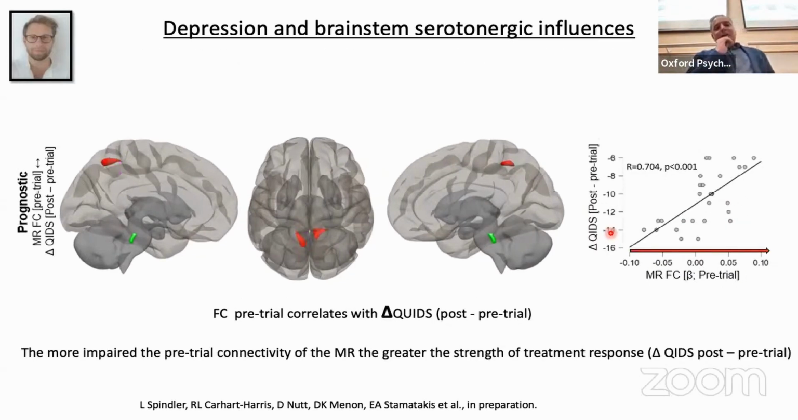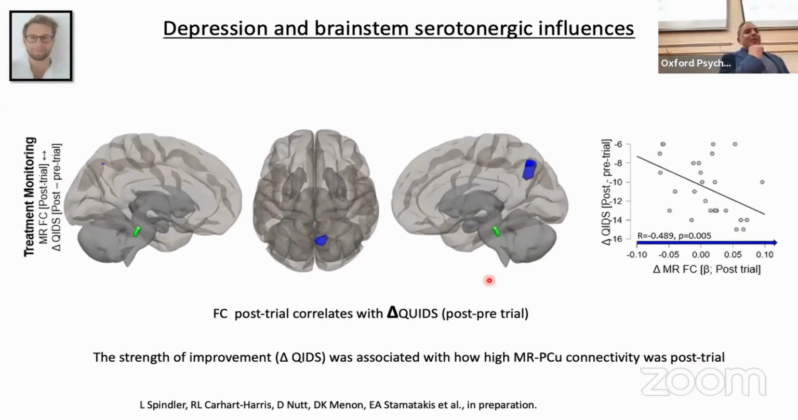Then Lenny took it one step further and showed that the functional connectivity, the relationship in terms of activity between these two areas, correlates with the difference in depression score. So the more impaired the connectivity before the trial, before you took the drug, the greater the strength of the treatment response. So we're going from diagnosis to prognosis and perhaps treatment monitoring, because the third relationship that we found was that the strength of improvement in QIDS, which is the depression score assessment, was associated with higher median raphe precuneus connectivity. Excuse me.